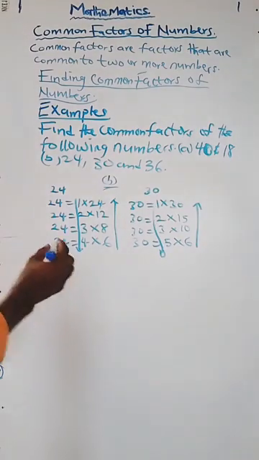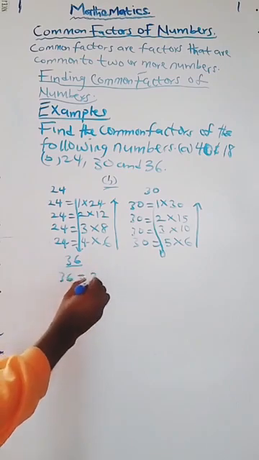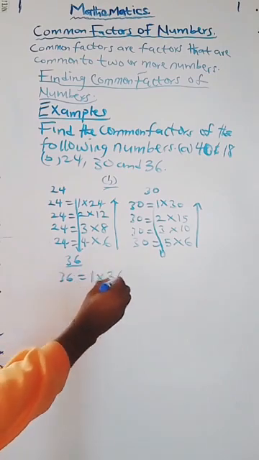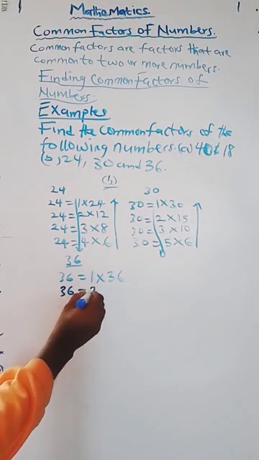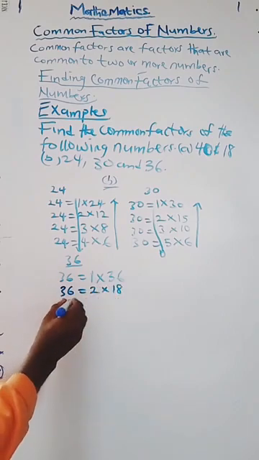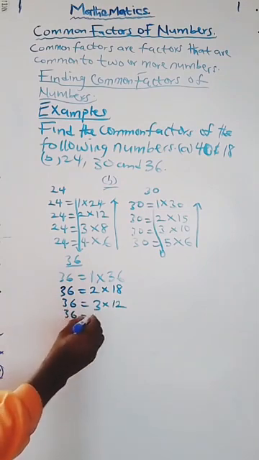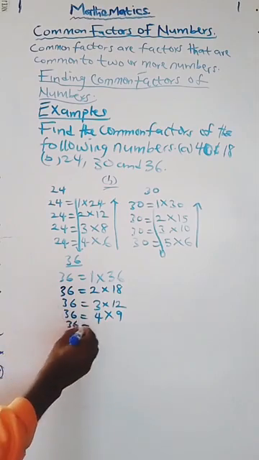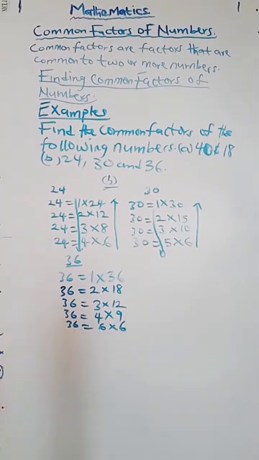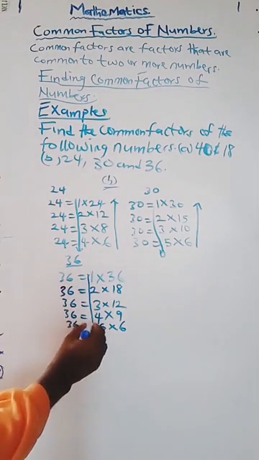Alright? Let's look at 36. What are the factors of 36? 36 is 1 times 36. 36 is 2 times 18. 36 is 3 times 12. 36 is 4 times 9. 5 cannot divide it, we skip it. 6 can divide it. 36 is 6 times 6. 7 cannot divide it. 8 cannot divide it. 9 can divide it, we already have it. 10 cannot divide it. 11 cannot, 12 can divide it, right? So we write this out.